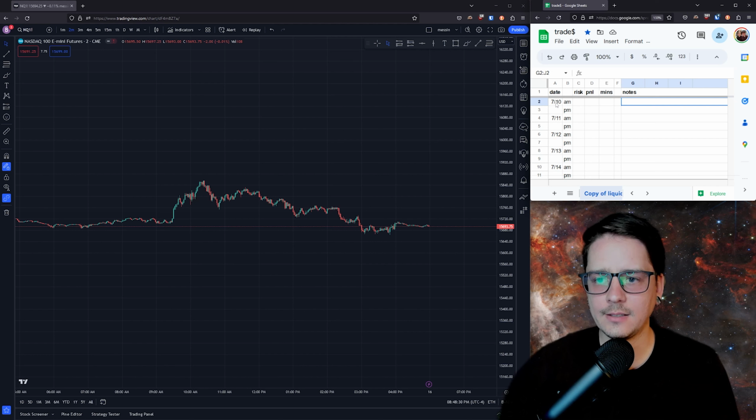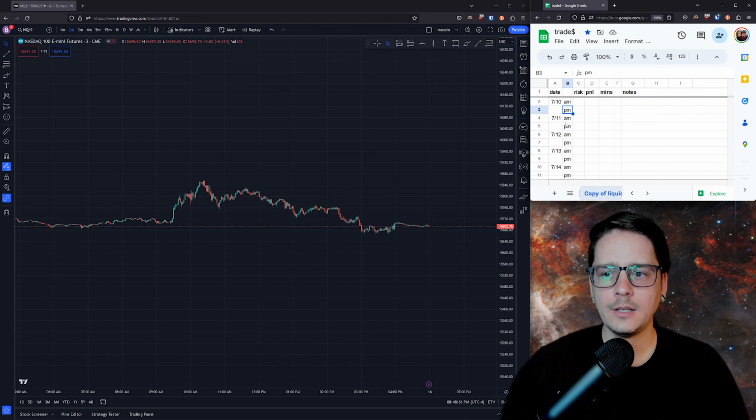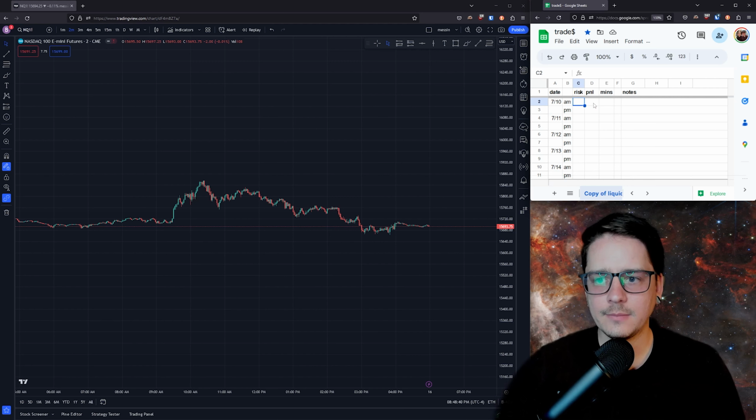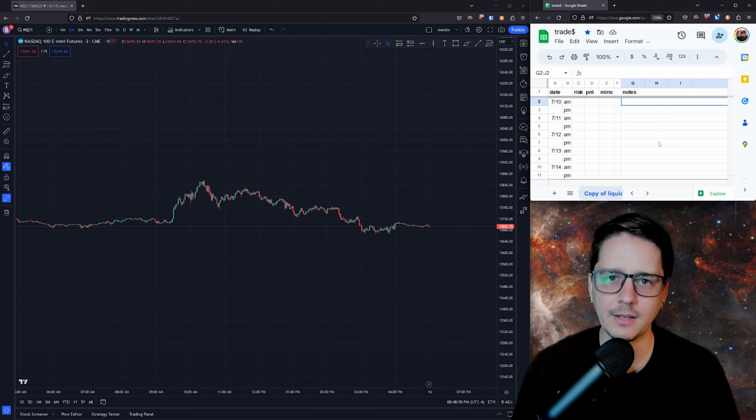only doing 2 trades a day, I have 2 rows for each day, an AM session and a PM session. I like to keep track of the risk that I'm doing on each trade, and then the profit and loss in points, and how long the trade took in minutes. And then if there's any notes I need to write down about the trade, if there was something a little off about it.